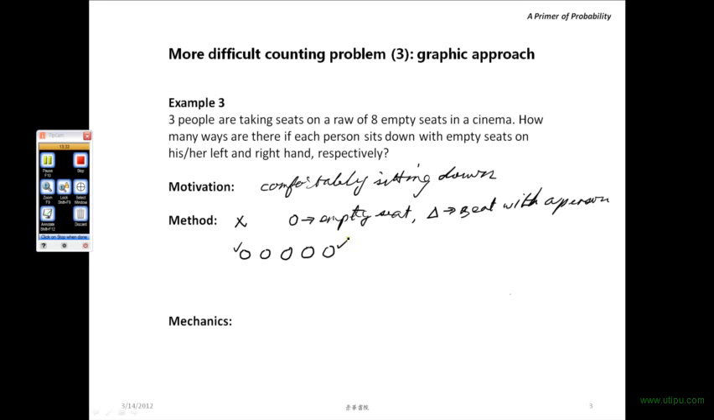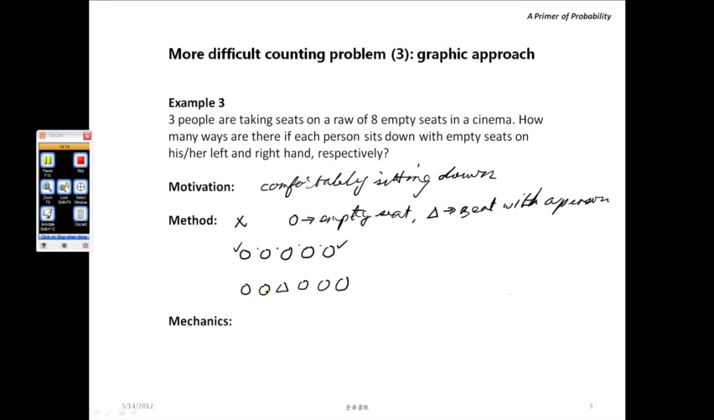Consequently, we count the number of available spaces in between the 5 seats. So 1, 2, 3, 4, and obtain 4 ways for sitting down of the first person. Let's illustrate this as below. So we can draw a triangle. Now, the first person is taking a seat.